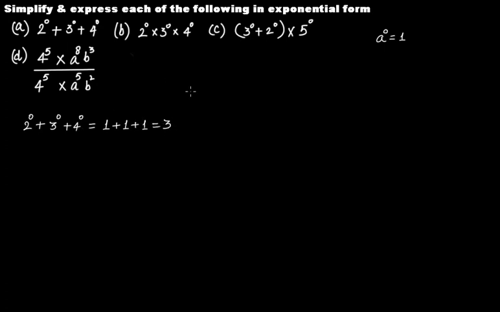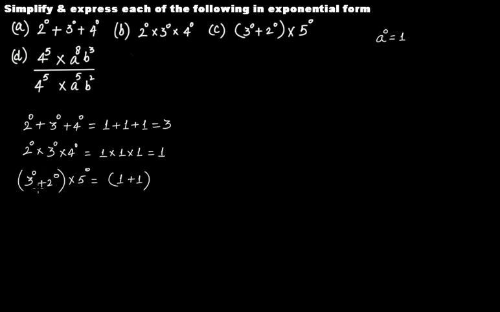So you get 3. Same thing here, this is (b). In this you are multiplying them instead of adding them. So this is 1 times 1 times 1, and you get 1. In this one we have 3 with exponent 0, plus 2 with exponent 0, then times 5 with exponent 0. So this becomes 1 plus 1, times 1. So you get 2 times 1, so you get 2.